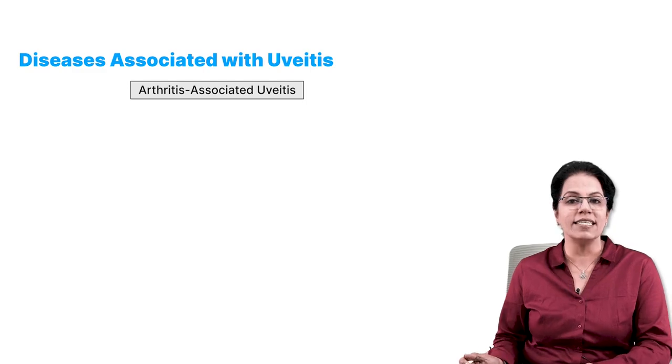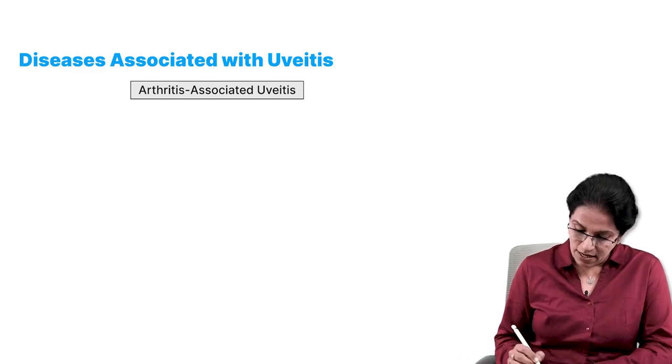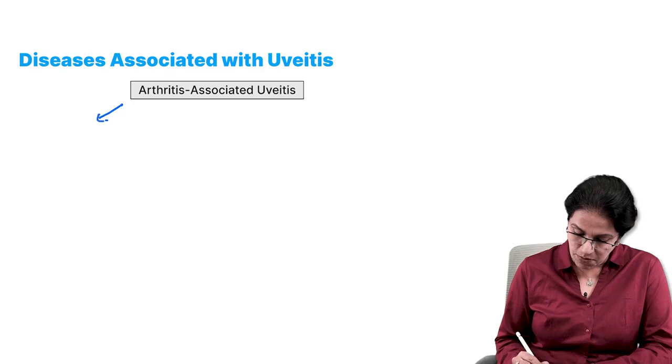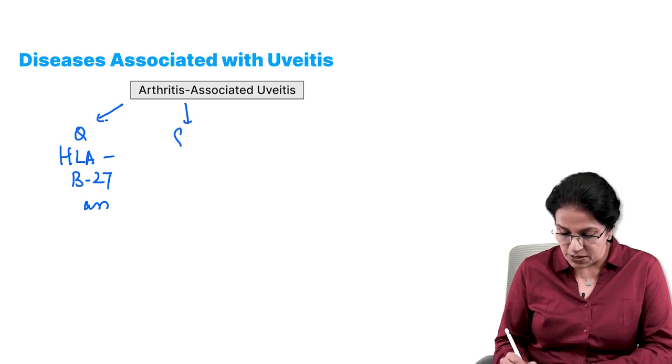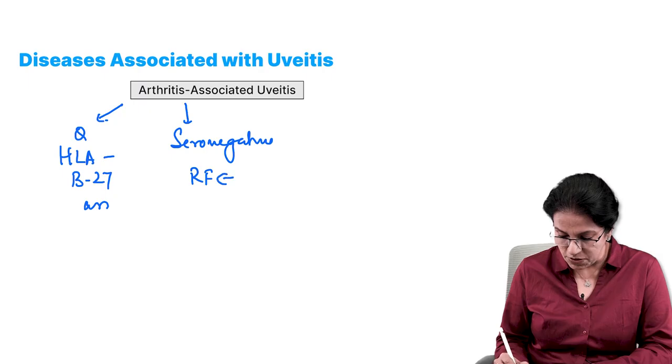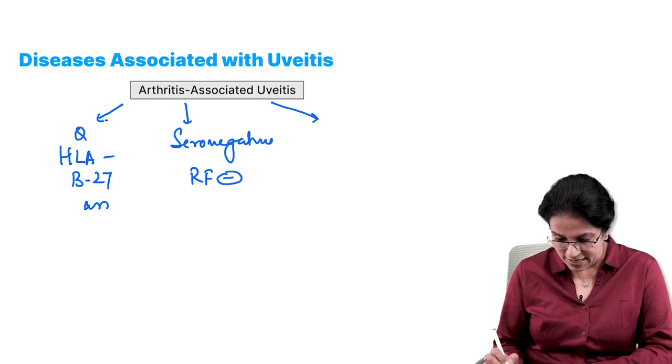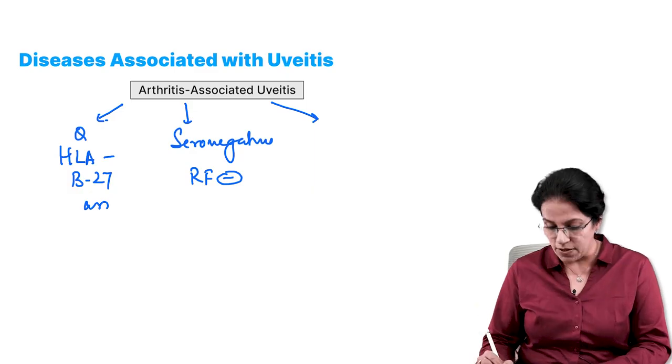So, we first take arthritis associated with uveitis. One or two first important questions they ask you is HLA association. All these are HLA B27 associated. Number 1 point. Number 2 point, they are all seronegative. When you say seronegative, it means that the rheumatoid factor is absent. And what is the type of uveitis they all cause?